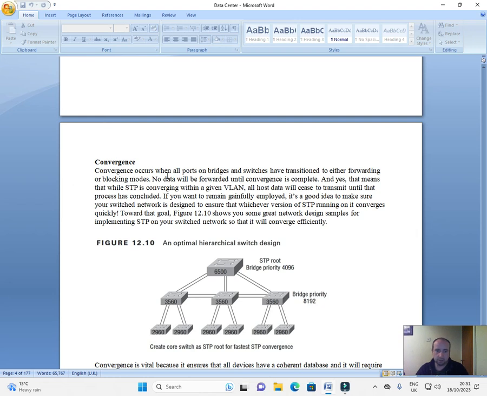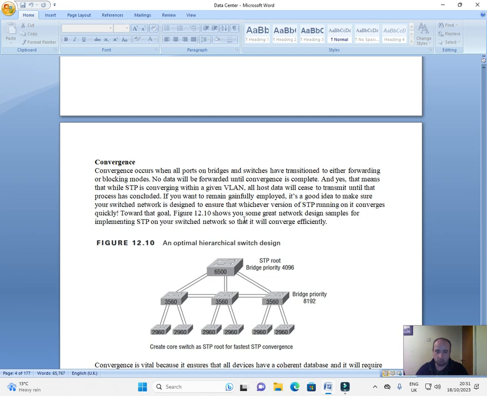Convergence. Convergence occurs when all ports on bridges and switches have transitioned to either forwarding or blocking modes. No data will be forwarded until the convergence is complete, and yes, that means that while STP is converging within the given VLAN, all host data will cease to transmit until that process has concluded. If you want to remain gainfully employed, it's a good idea to make sure your switched network is designed to ensure that whichever version of STP is running, it converges quickly.